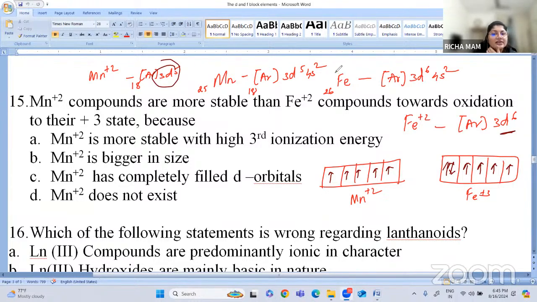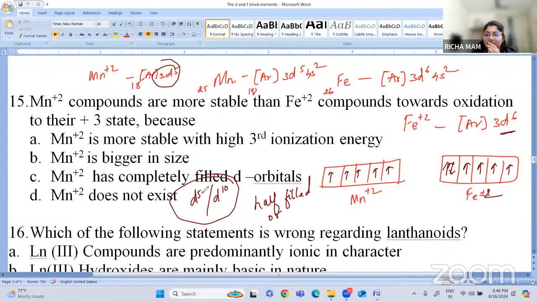Akhila has answered as A. So what can you see here? As compared to Mn plus 2 and Fe plus 2, whenever you have a half filled or fully filled electronic configuration, that is, whenever you have a d5 system or d10 system, it is said to be completely stable, right?